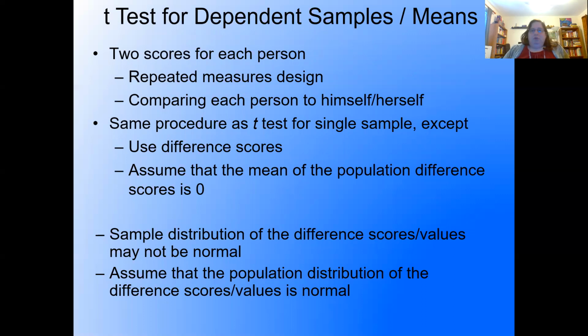Okay. The sample distribution of the difference scores or values may not be normal, but we are going to assume that the population distribution of the difference scores or values is normal. That's an important assumption. And it's very similar to the one that we use for the t-test, right? We assume that the population distribution of the values was normal. Now it's just the difference values. And you're going to see that pattern throughout our discussion of the t-test for dependent samples, that now we're talking about difference scores and difference values.